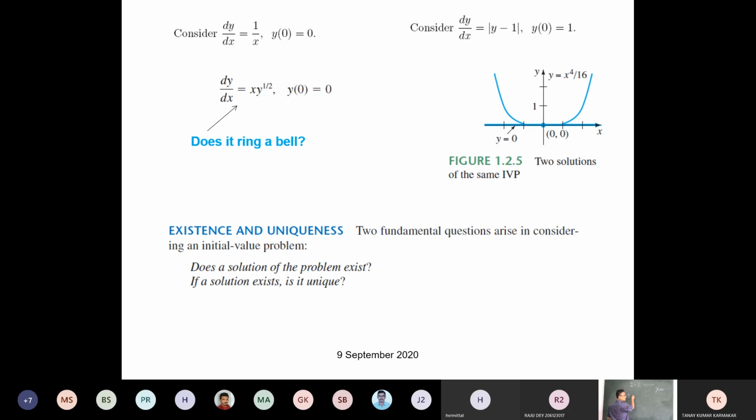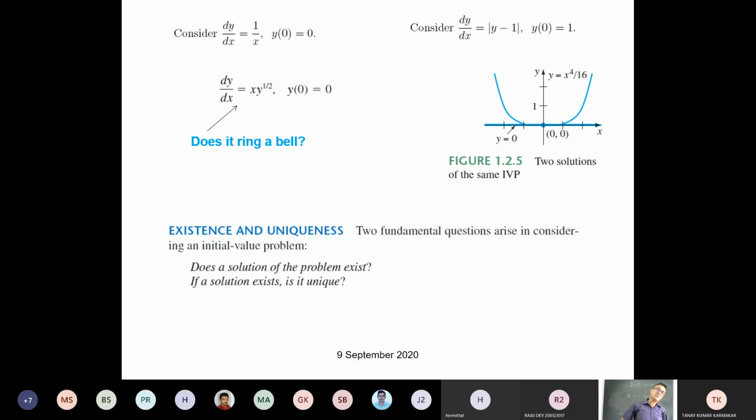Okay, fine. So now let us consider the next one: dy/dx equal to mod of y minus 1, and y(0) equal to 1. What it is saying is that mod of y minus 1 is going to be a non-negative number, right? Yes, sir. It has to be. Don't hesitate, I'm not looking for a hi-fi answer. This is as straightforward as that. So it is non-negative.